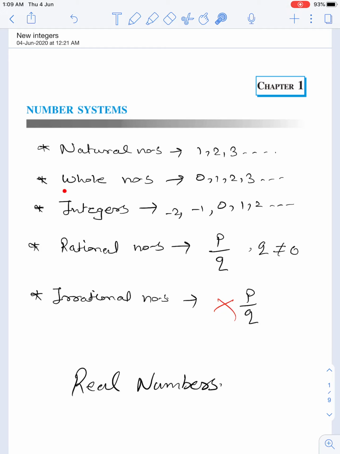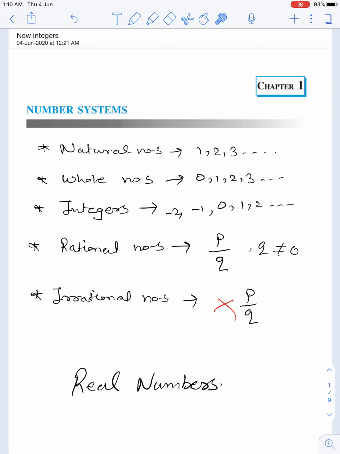Next we learned about whole numbers. Whole numbers are the numbers which start from 0, 1, 2 up to infinity. Next we learned about integers. Integers consist of all the positive numbers, negative numbers and 0.